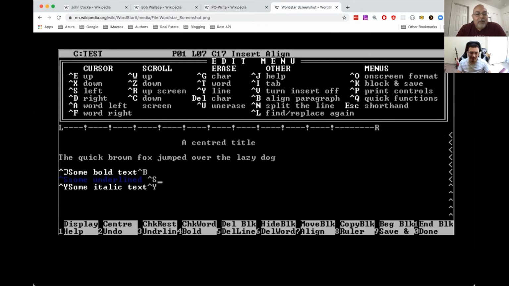This like $B and $B. So that would make your text bold. Okay, yeah. S would be underline, and then Y would be italic. And this is what your word processor was. And you didn't get to see what it looked like until you printed it.